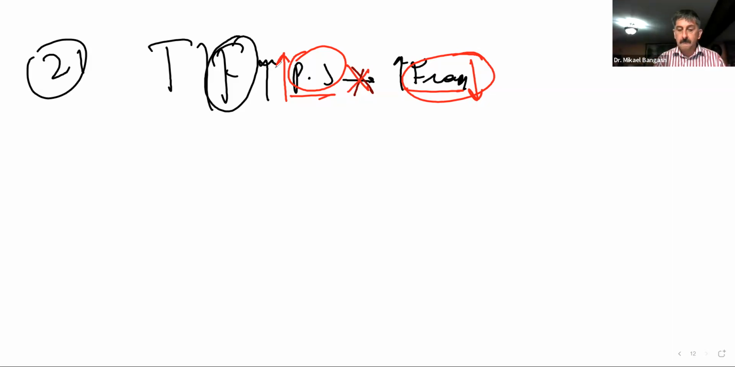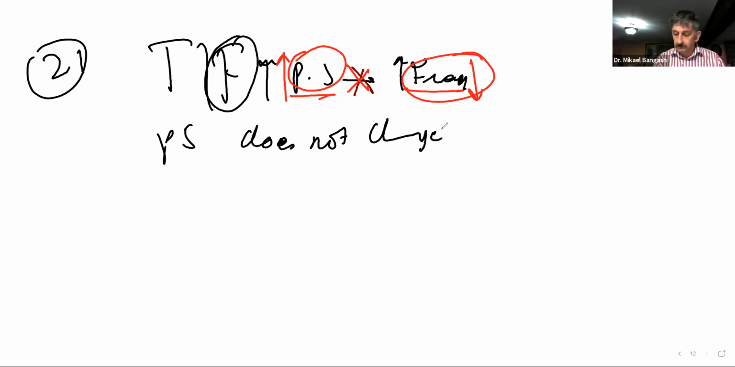Question 23. Again, true or false. Is it true or false to say that the propagation speed does not change as frequency changes? That's true.